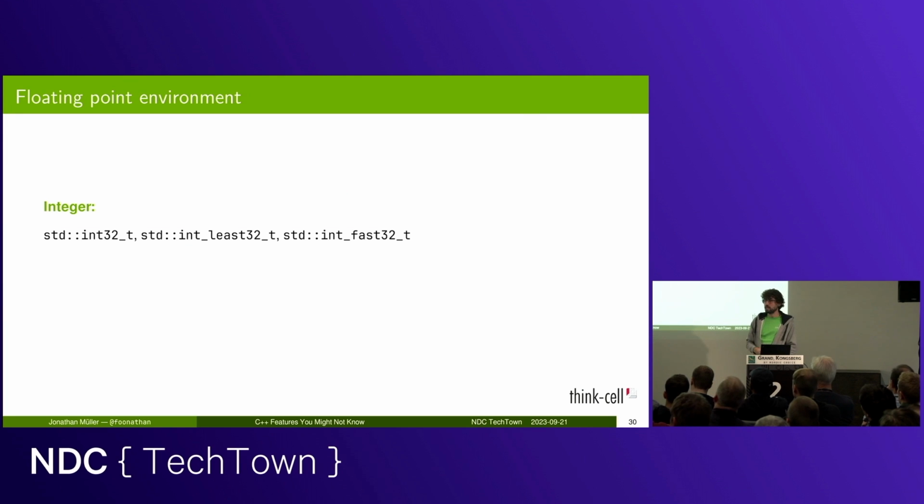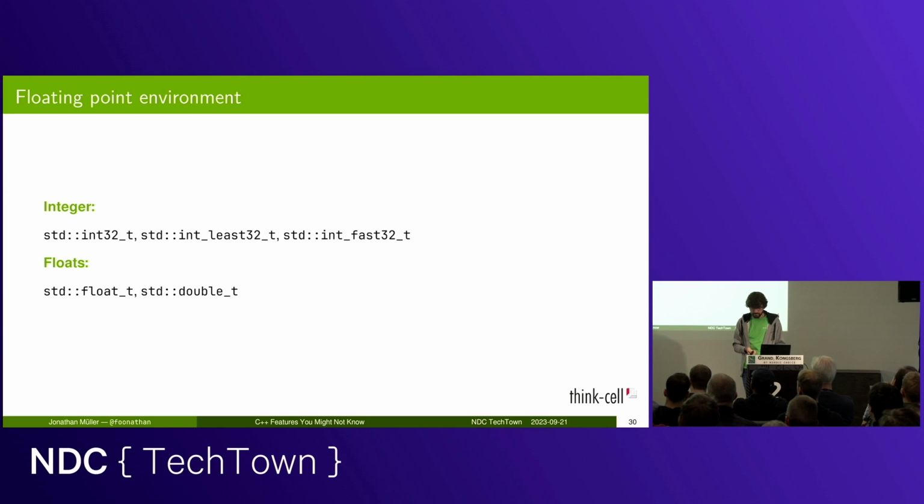The C++ standard library has fixed size integer types. It also has the same thing for float. So we've got float_t and double_t. And this is defined to be the fastest float or double on your system. It's usually float and double respectively, but both could be double. This is the idea behind that.